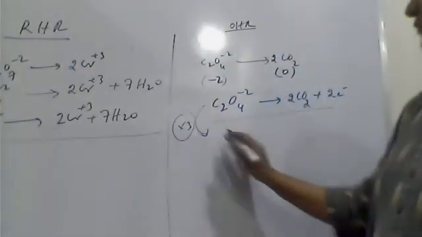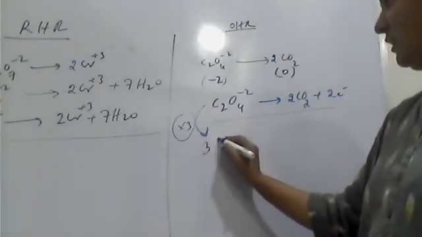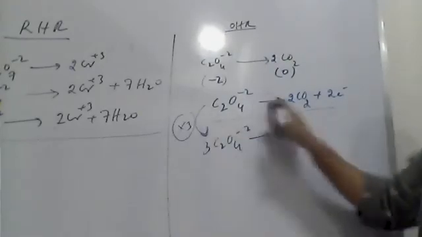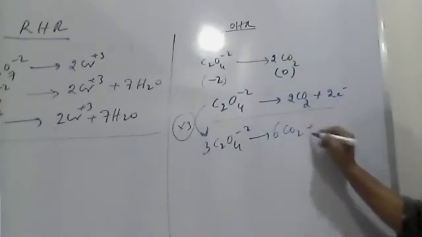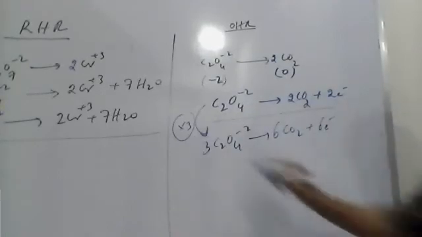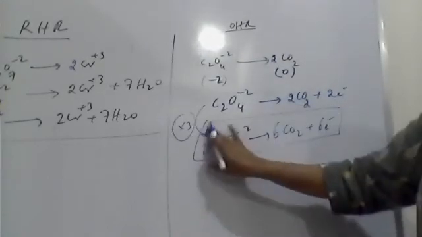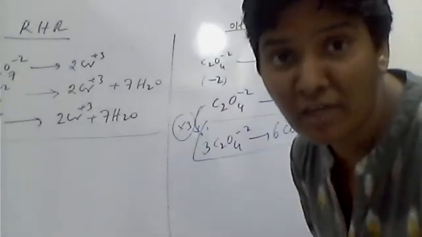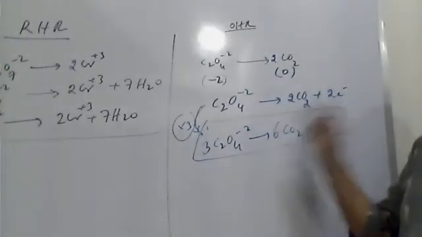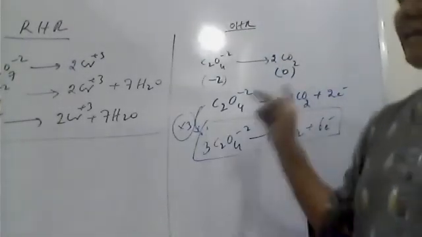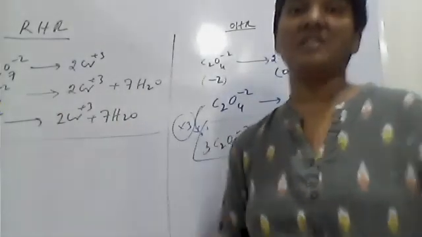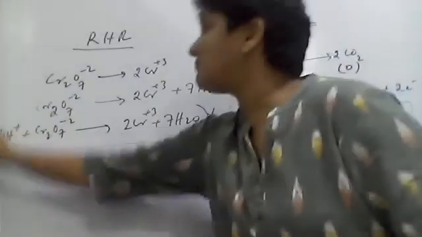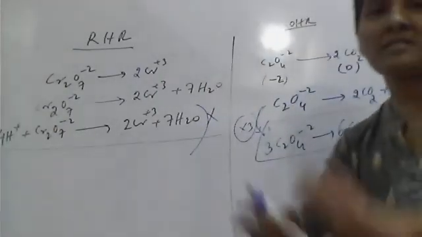Now this into 3 means 3 C2O4 2-, you raise to 3: 2 threes are 6 CO2 plus 3 twos are 6 electrons. So this is the reaction you got after multiplying. Why this multiplication? To equate the number of electrons, because whatever is lost in the oxidation reaction is gained in the reduction half reaction. Here it is simply into 1. So you got 2 balanced half reactions.